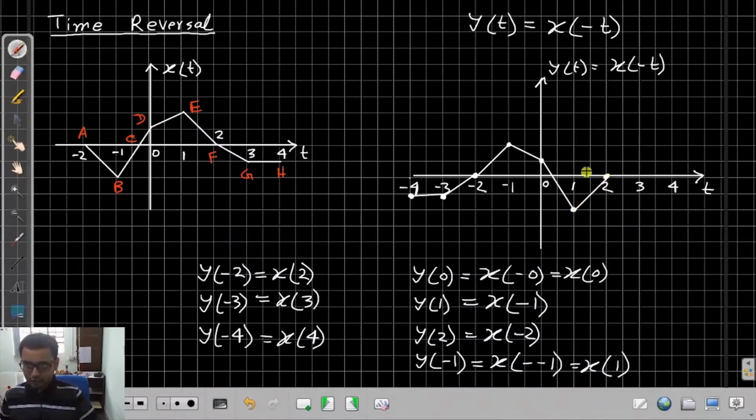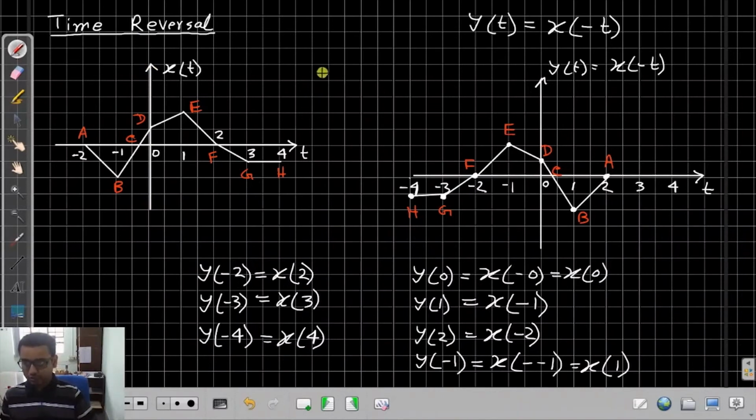Okay, and now let me mark these points as A, B, C, D, E, F, G and H. Now you observe that this graph is horizontally flipped, okay, and flipped about this vertical axis or t equal to 0 axis.